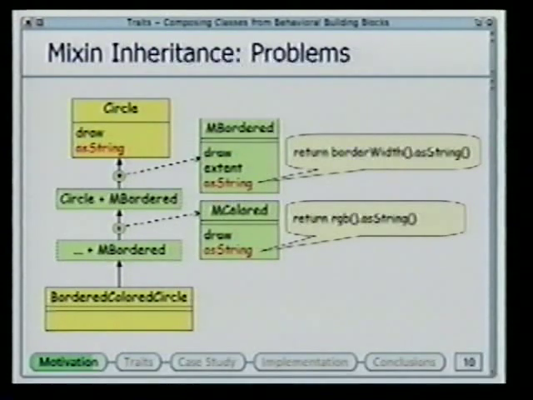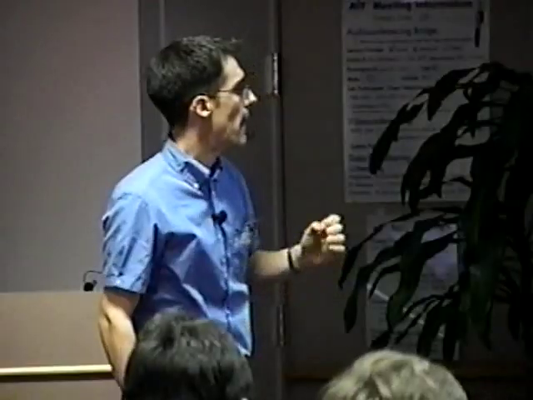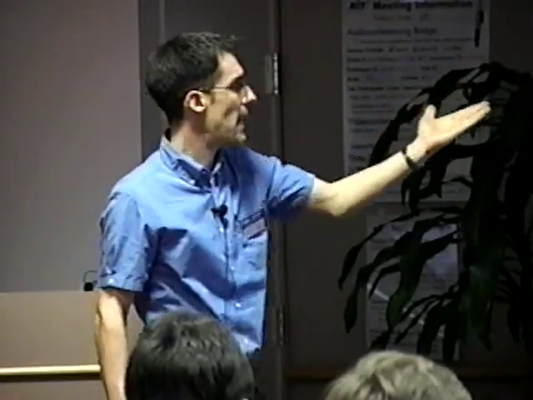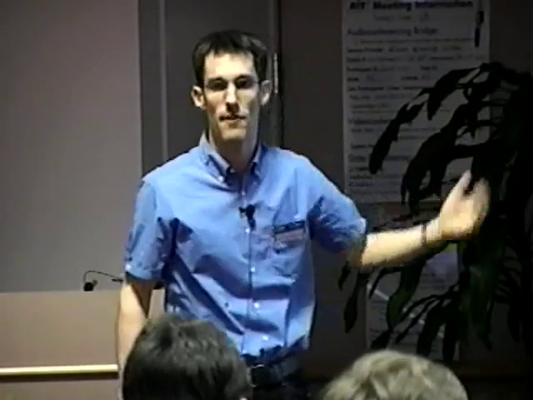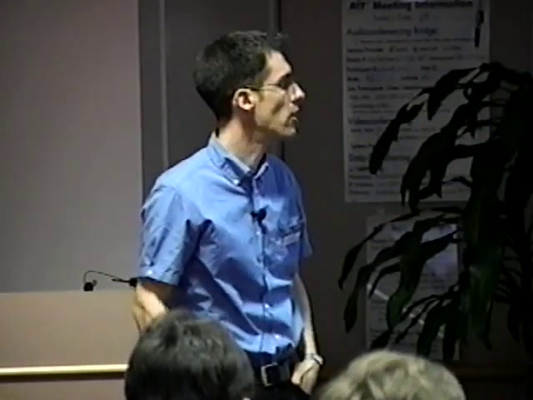Now, a very interesting method here is the method astring, because it's provided by all three entities. Now, unlike with multiple inheritance, with mixin inheritance, this conflict is implicitly resolved, because the method provided by the last mixin, in this case m colored, implicitly takes precedence, and that's what we obtain in bordered colored circle. Yes?